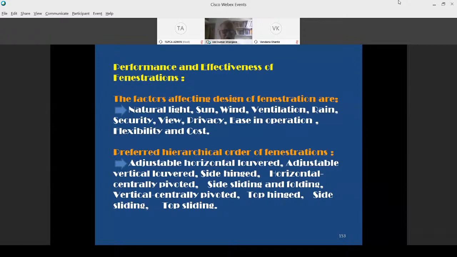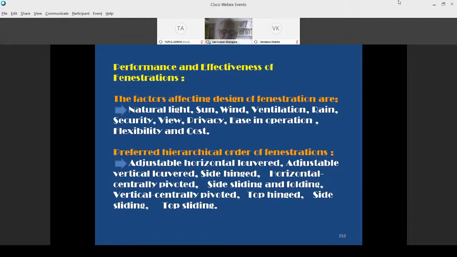Now, this is the hierarchical order. The most suitable type of window that provides maximum control over different climatic elements at any given time is the adjustable horizontal louvered window. Keep in mind, when I say louvered window, they are opaque, solid louvers, not glass. Adjustable vertical louver windows are the next choice.